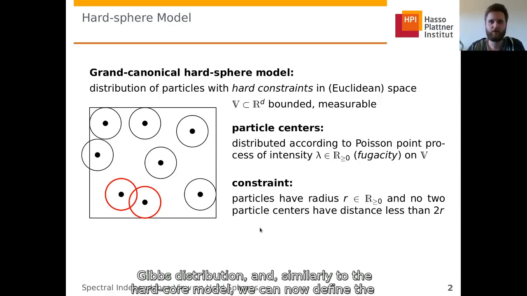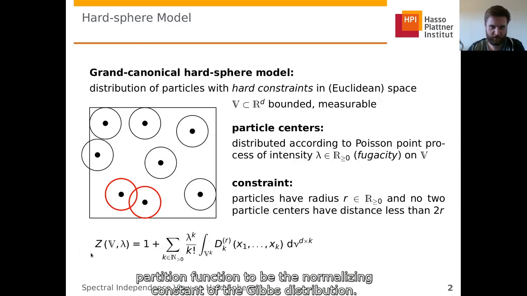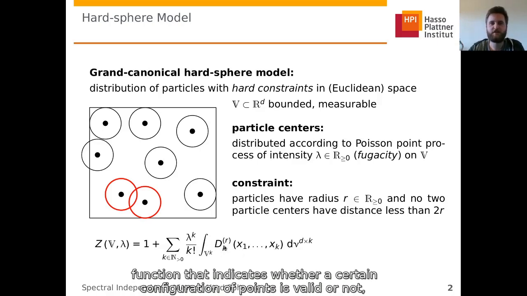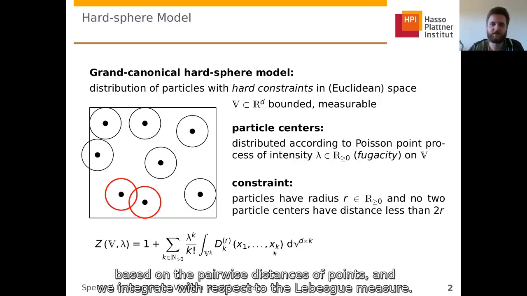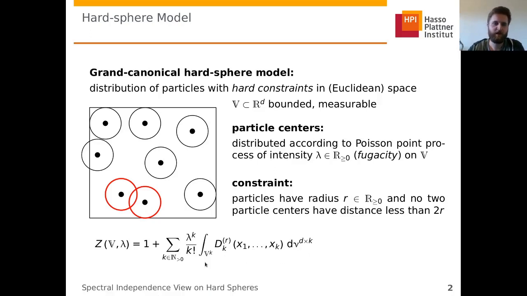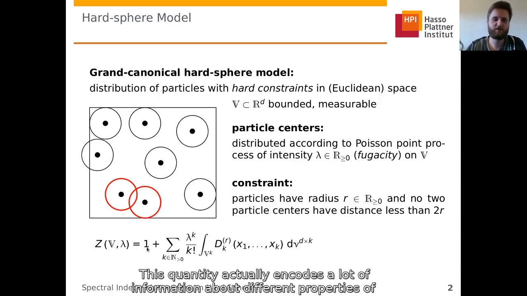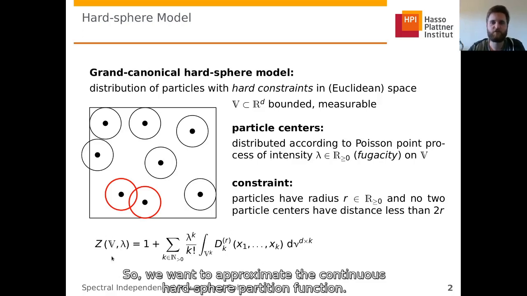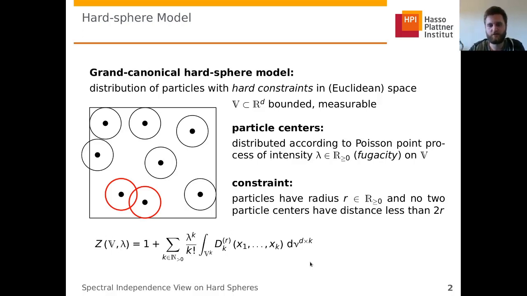And similar to the hardcore model, we can now define the partition function to be the normalizing constant of the Gibbs distribution, where this integral is basically over all k tuples of points, and with some indicator function that indicates whether a certain configuration of points is valid or not based on the pairwise distance of points. And we integrate with respect to the Lebesgue measure. Now this quantity actually encodes a lot of information about different properties of the system, such as the thermodynamic pressure and so on. And this is what we want to approximate. So we want to approximate the continuous hard sphere partition function.